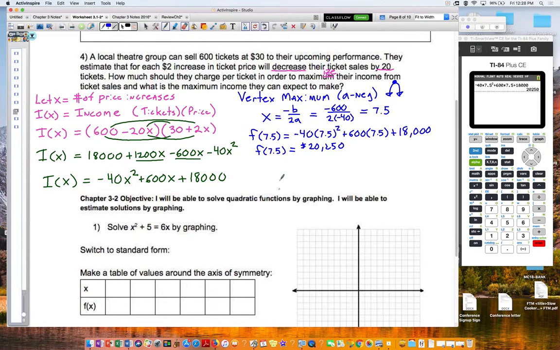Now to get the ticket price, I have to plug that back in here for price. So the price would equal 30 plus 2 times 7.5 price increases. So that gives me a price of $45. So just to make note for our answer, our ticket price, whoops, forgot the word price, would be $45. Our income will be $20,250.